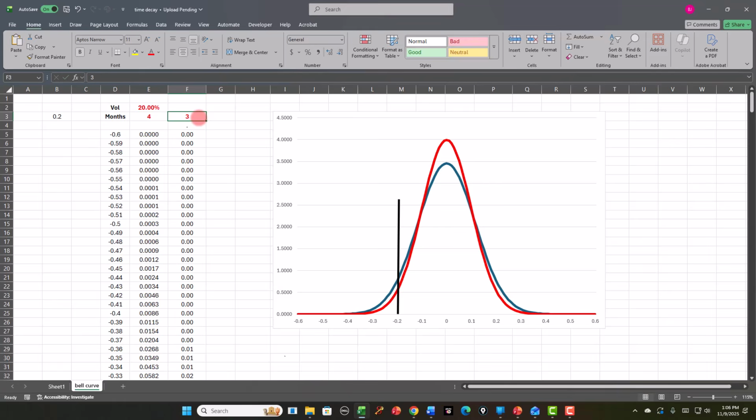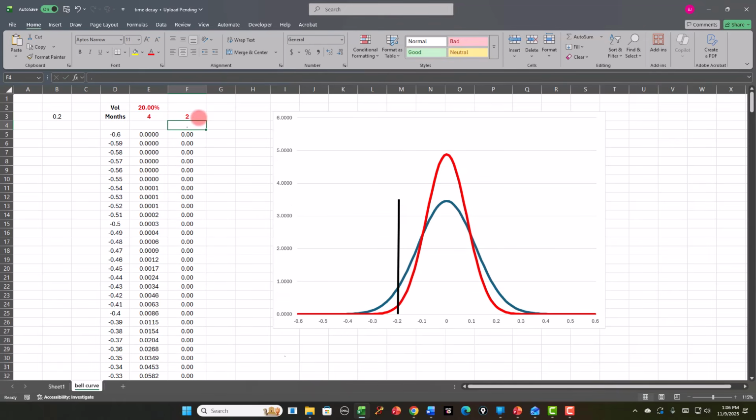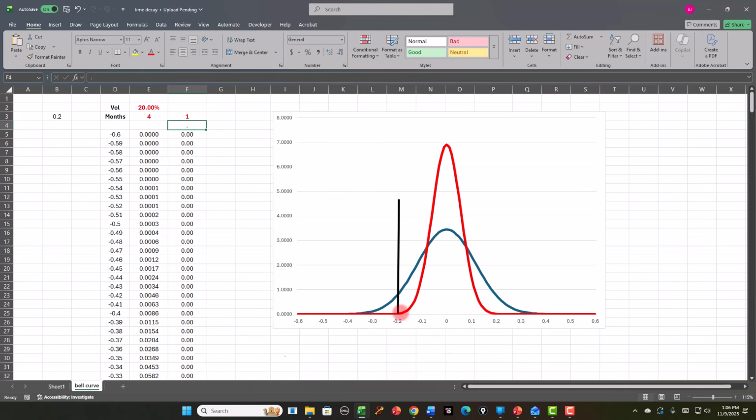So let's go to 2 months. Look at that. And now if we go to 1 month, you can see that that option is basically worthless. The model is now saying there's virtually no chance, just by probability alone, that the stock will be to the left of that black line. Well, let's go to a pricing model and see if this is actually true.